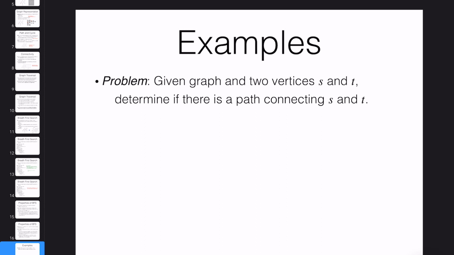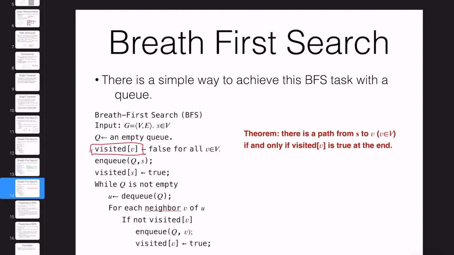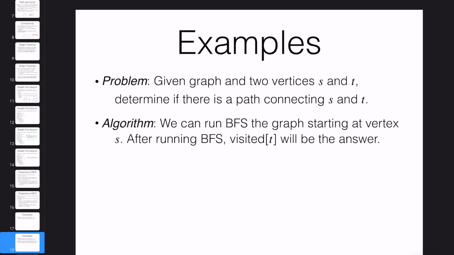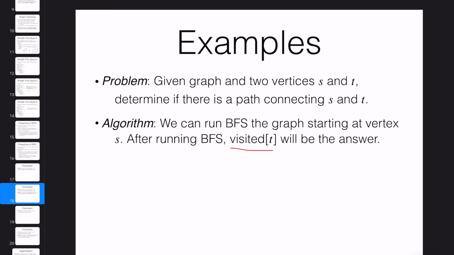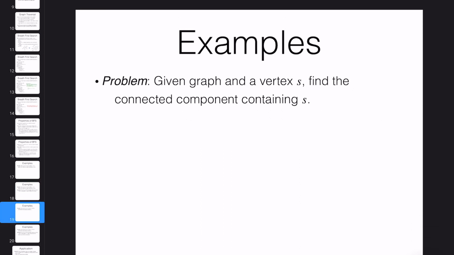And this directly comes from the theorem that I have just discussed here, that if there is a path from S to any node, all the nodes will be visited. And if any node is visited, it means that there is a path from S to V. This is an if and only if statement. So the algorithm is just run the BFS over the graph starting from node S. After the BFS, if visited T is true, the answer is yes. If it is false, it means that there is no path from S to T.